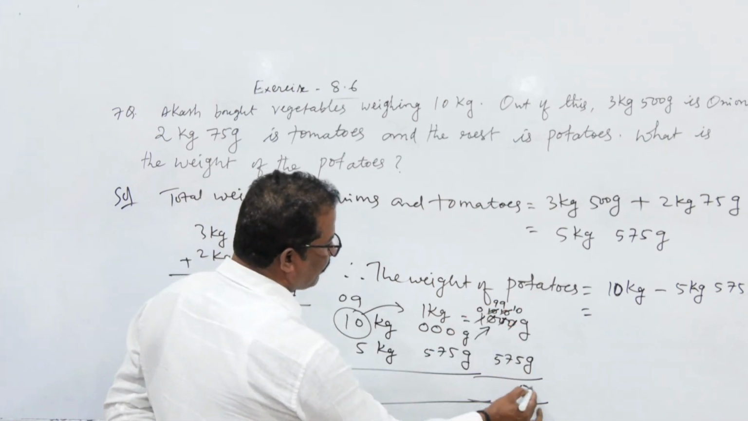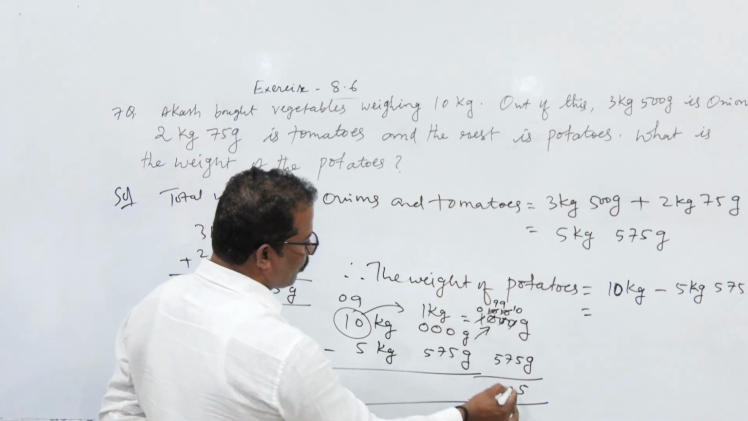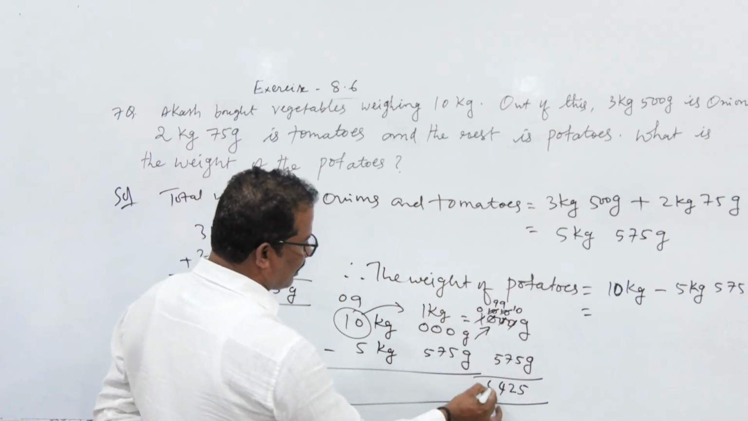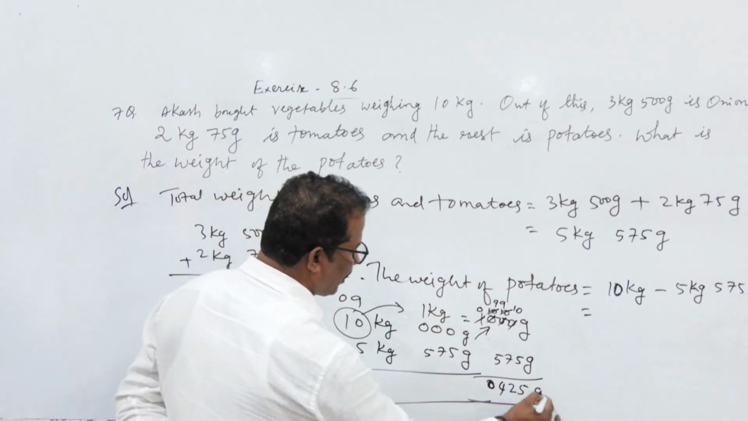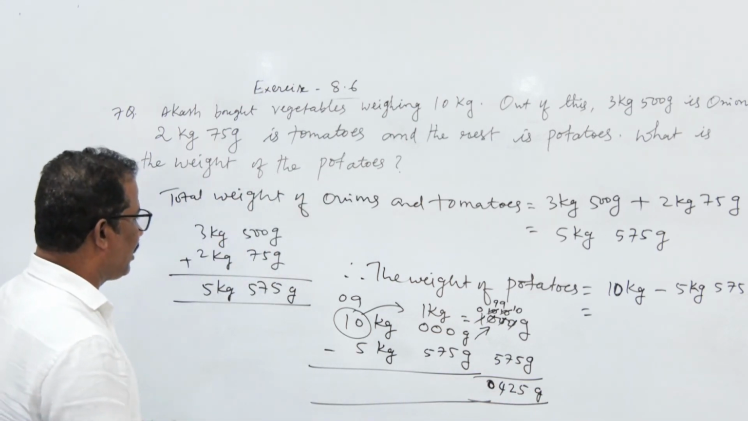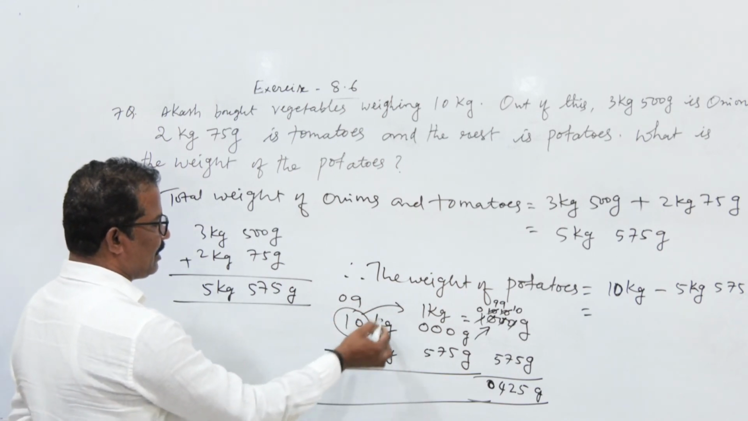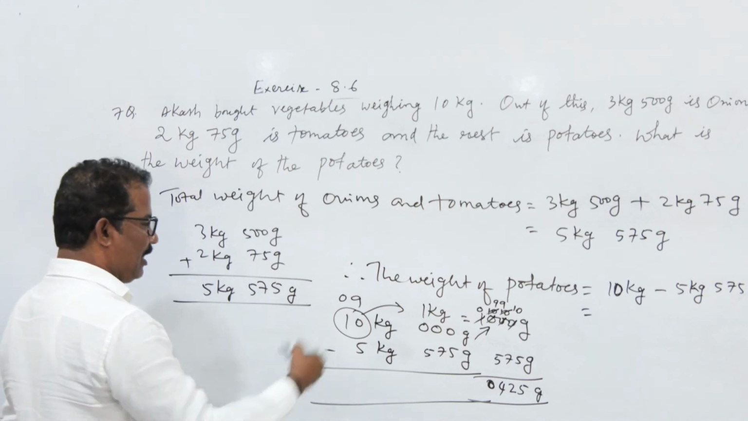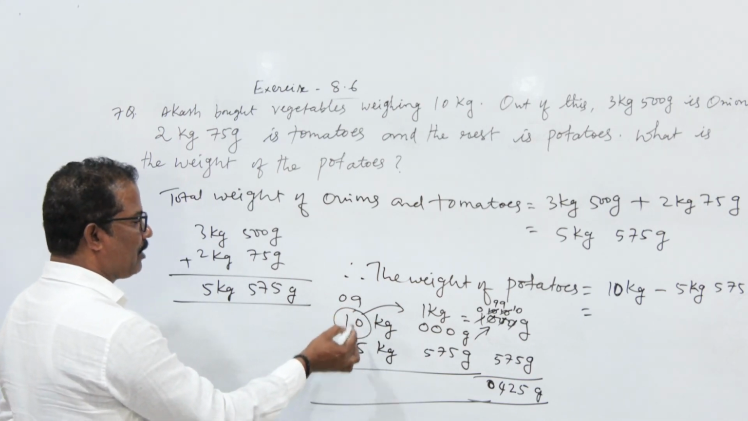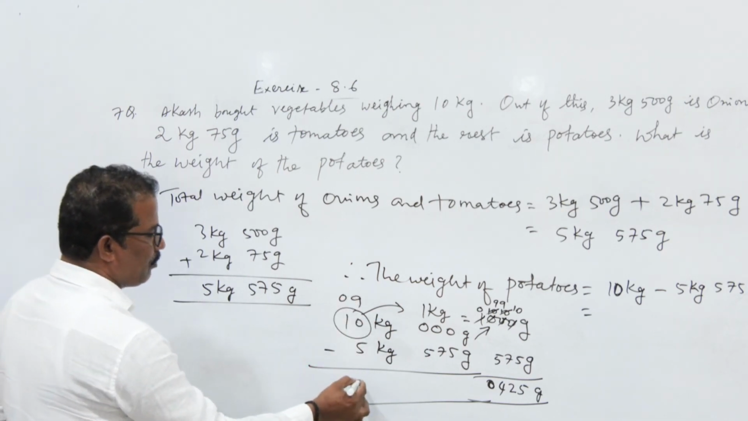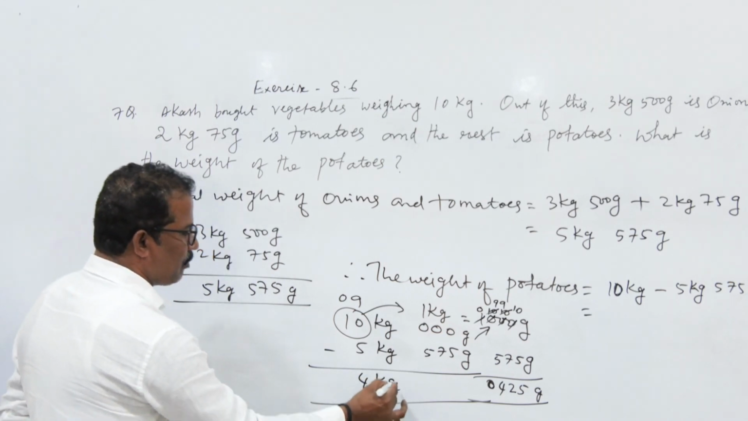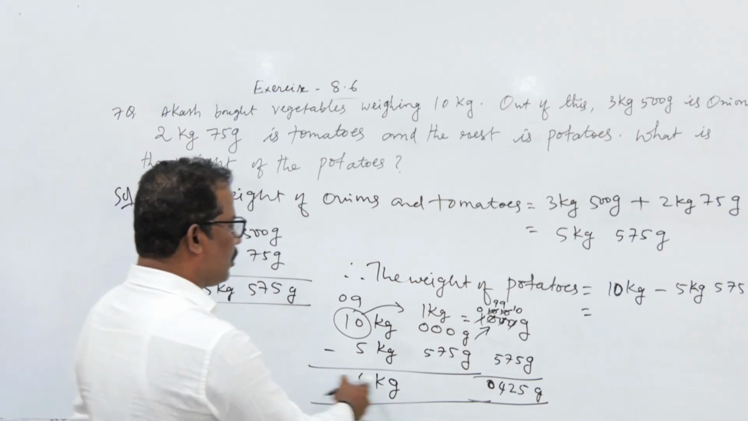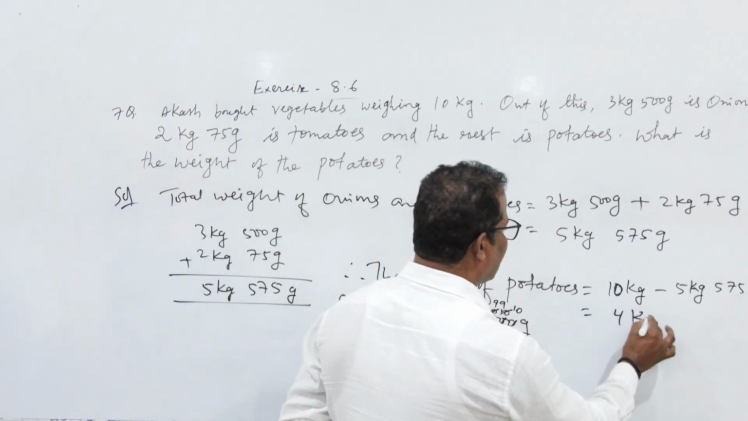10 minus 5 is 5. Then from 9, if you subtract 7 means 2. And from this 9, if you subtract 5 means 4. And here nothing is there, means 0. So we got how many grams? 425 grams. And you can see here, from 10 kg, if you give 1 kg, here only 9 kg are remaining. From this 9 kg, if you subtract 5 means 4 kg will remain here. Understand? So what is the weight of the potatoes now? Now this is 4 kg 425 gram.